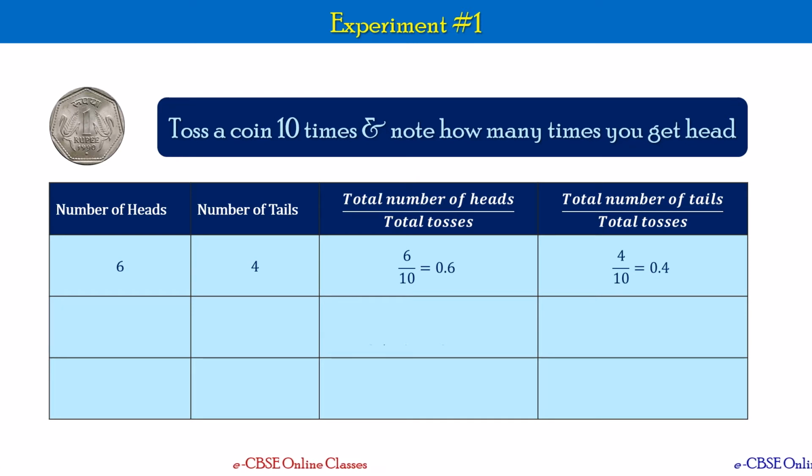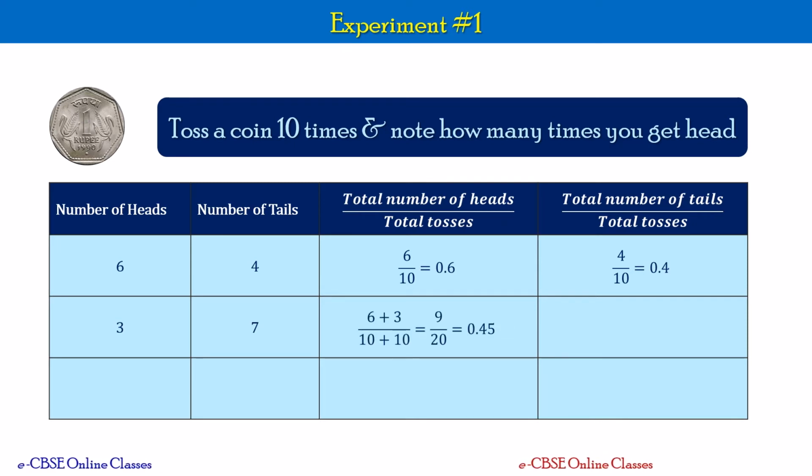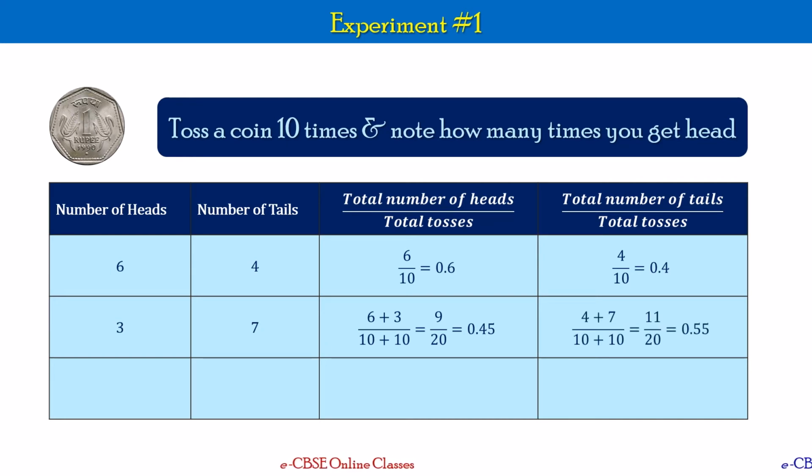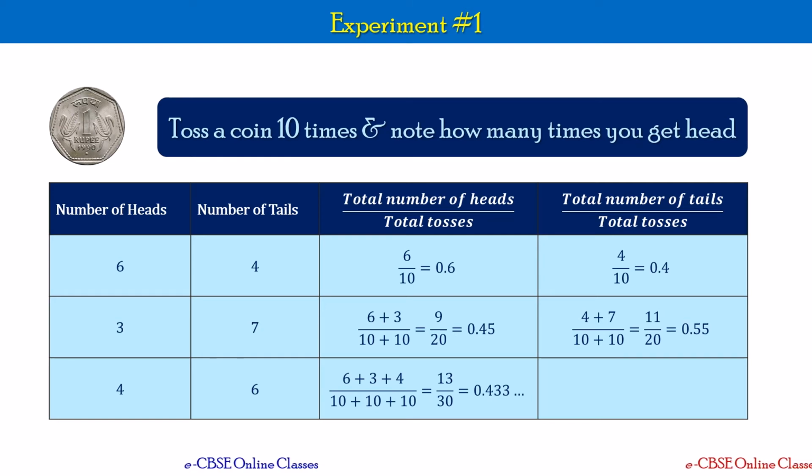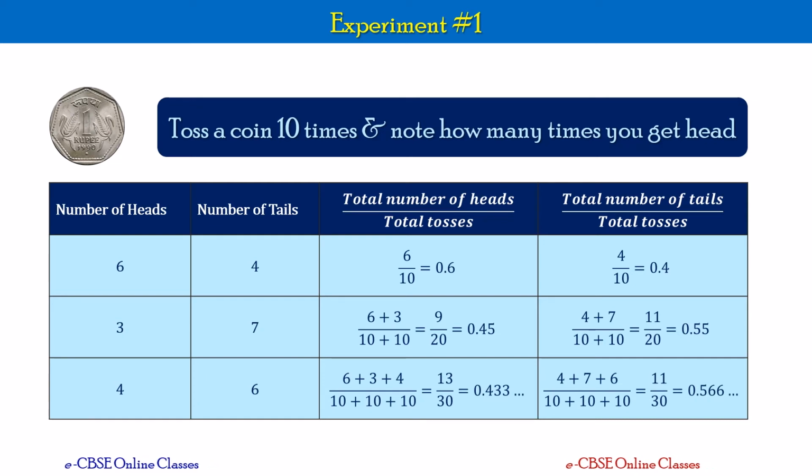It is 0.4. Then I repeated that experiment 10 more times and I got 3 more heads and 7 more tails. So what is my total number of heads out of the 20 tosses? It is 6 plus 3, which is 9. So the ratio of total number of heads to total number of tosses is 9 by 20. It is 0.45. Similar calculation for the number of tails is 0.55. And I repeated the experiment one more time and I got 4 more heads and 6 more tails. So the total number of heads divided by total tosses is 13 by 30, which is 0.433. Similar calculation for number of tails is about 0.566.